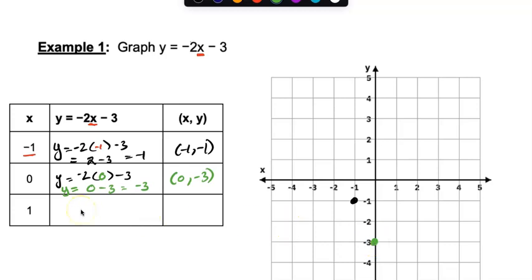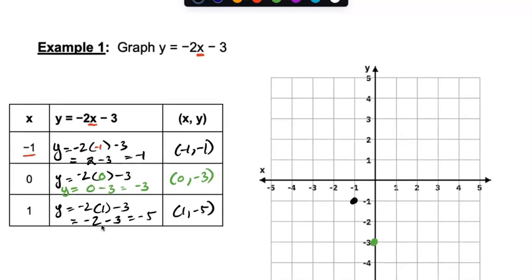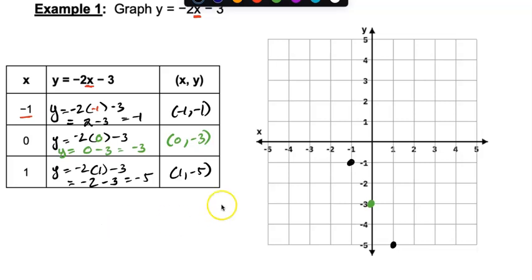Next one is 1. So y equals negative 2 times 1 minus 3. We substitute the 1 in for our x, then we just simplify it. Negative 2 times 1 is negative 2, minus 3. Notice they're both negative. Anytime you're adding or subtracting and they're the same sign, you just get bigger. So negative 2 minus 3, I just get negative 5. So there's my point, 1 and negative 5. Right there. 1 for my x, negative 5 for my y, and that's the point.